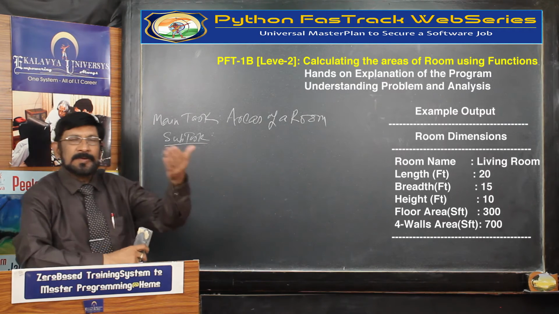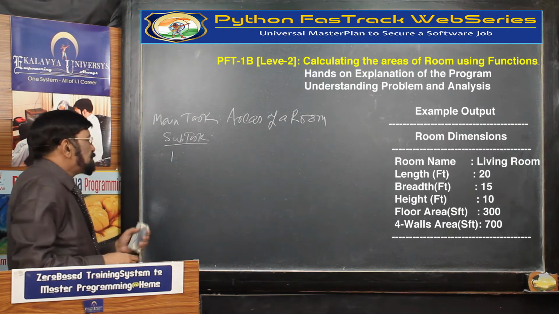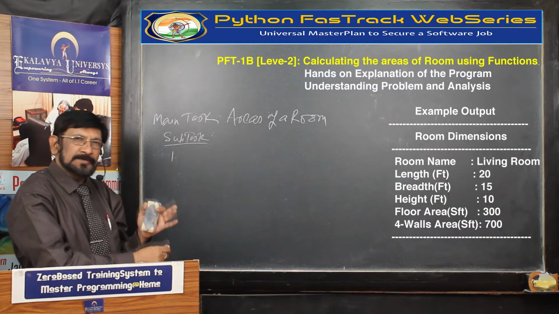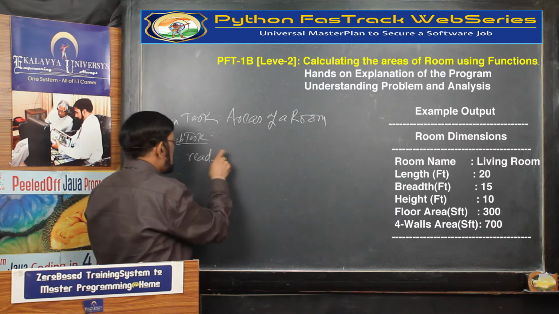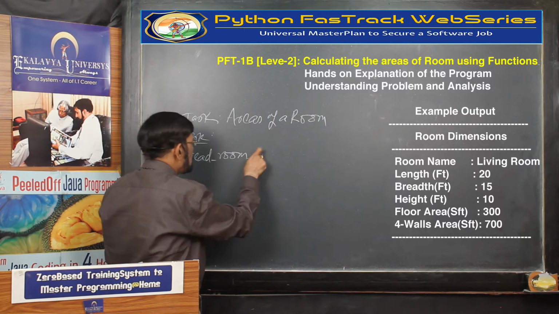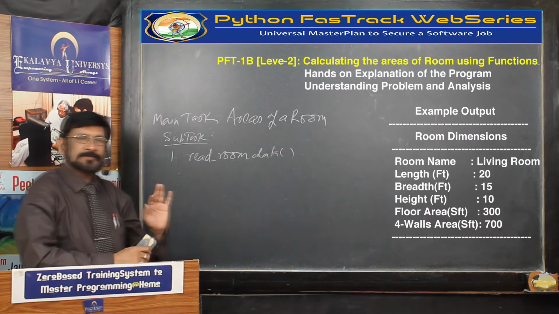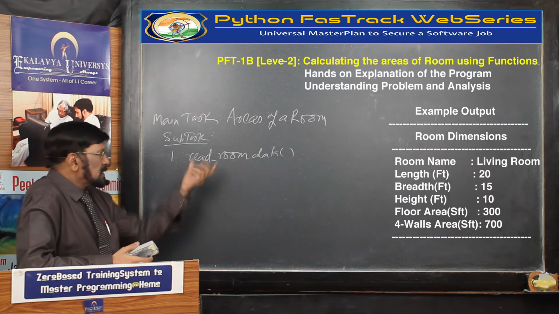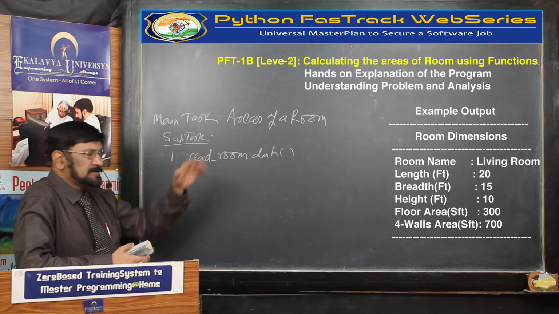First thing is we have to read data from the keyboard. So for reading data, we have to define a function. Let us name it read room data. Function we define, names also. Giving names is not so easy. You should be precise and you should be meaningful. Whoever reads it, they should understand.